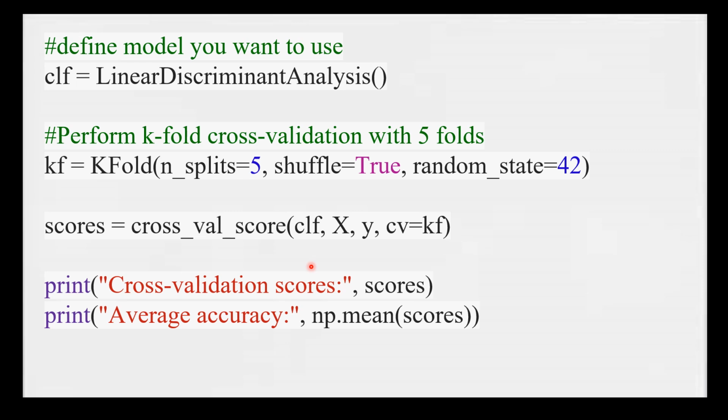To summarize, this code demonstrates how to use scikit-learn to load a dataset, define the model, and perform k-fold cross validation. This process helps evaluate the model performance and ensure that it generalizes well even to a new unseen dataset.